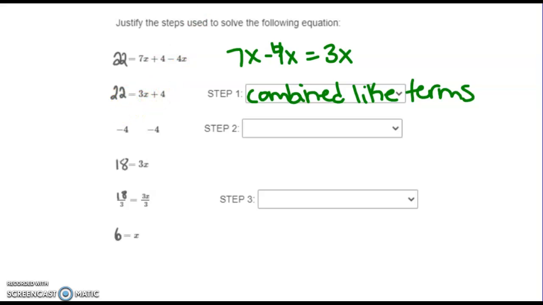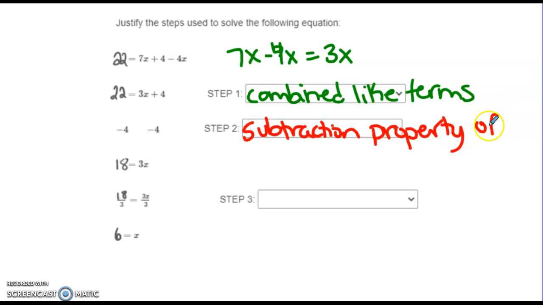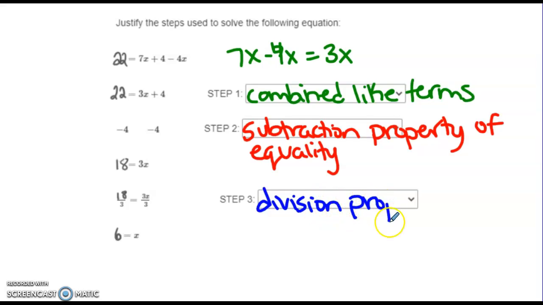So if we look at the next step here, we can see that they subtracted 4 from each side to get rid of that 4. Well, that is the subtraction property of equality. So then they got to here, and then we see that they're dividing by 3 on each side. That would be the division property of equality.